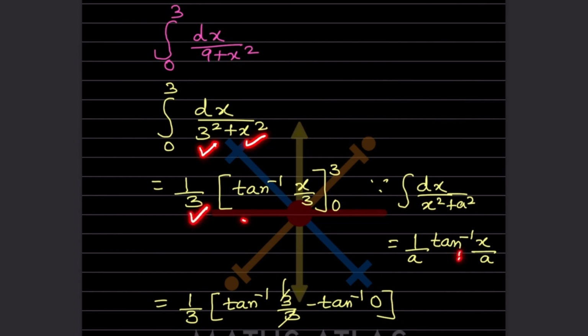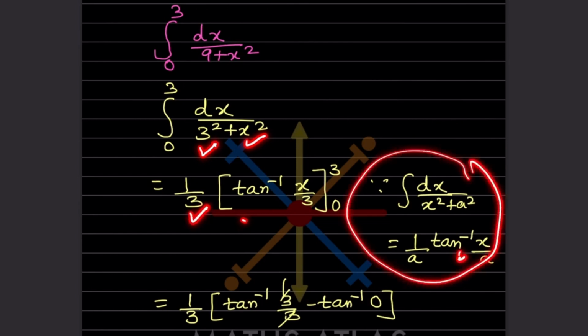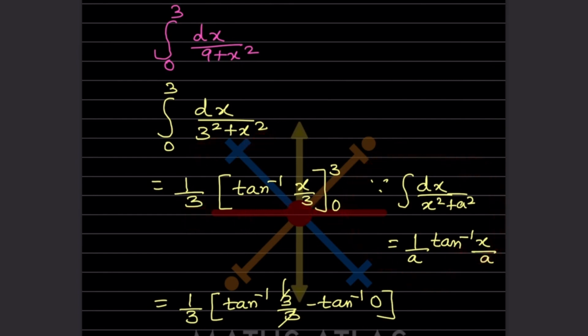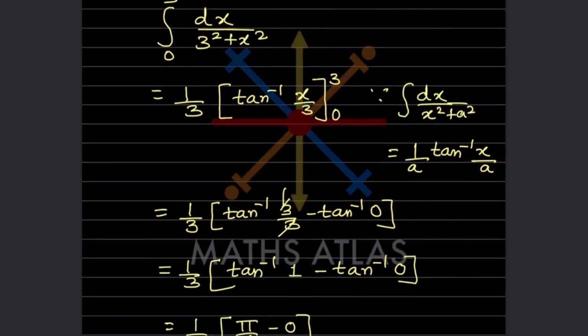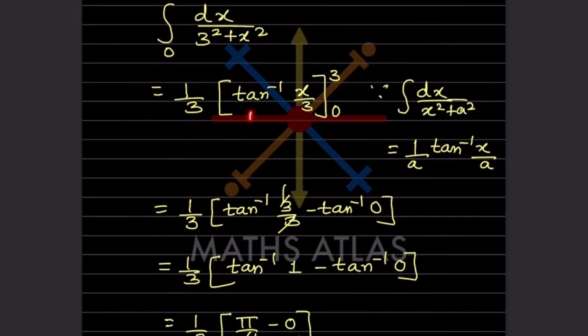So that will be what we have? Tan inverse. We have to remember this formula, that is tan inverse x by a. So a is 3. So you have to write here 3. And that is, you have to write here, which runs from 0 to 3. So now this 1 by 3 as it is. Tan inverse here. So here now first you are going to take x as 3. That will be 3 by 3. And then you will take this 0. So that will be tan inverse 0.